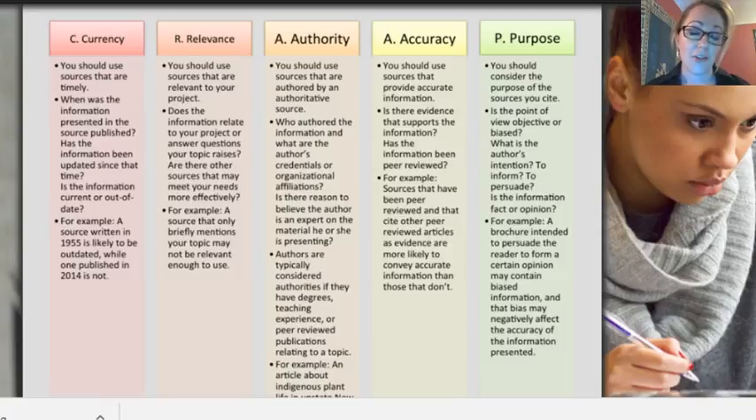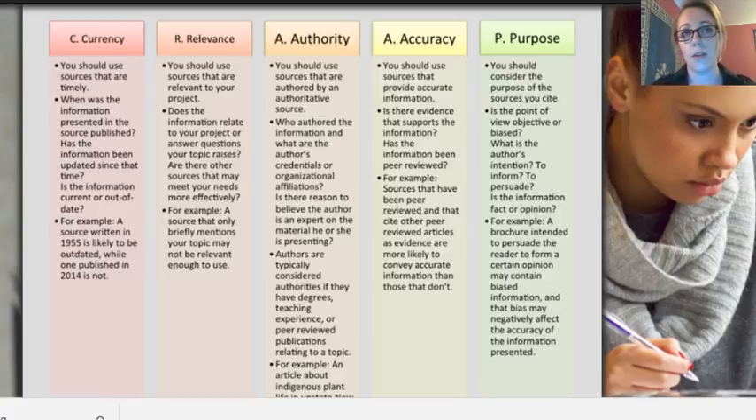The R in our CRAAP test is relevance. We want to make sure that the sources are relevant to your subject. Does the information relate to your project or answer any of the questions that your topic might raise? Are there other sources out there that would perhaps be a better source instead of this one? For example, a source that only briefly mentions your topic might not be relevant enough to use. So if you've got a 20-page source and only page 1 mentions your topic, then maybe we should go out and find something that is more focused on that topic.